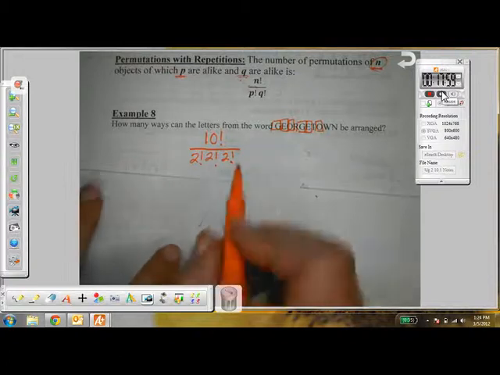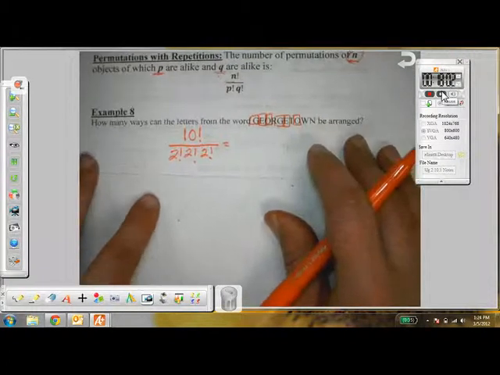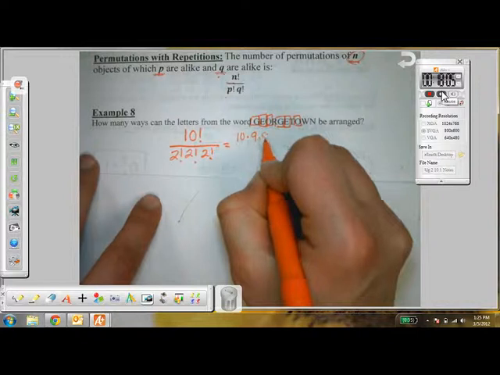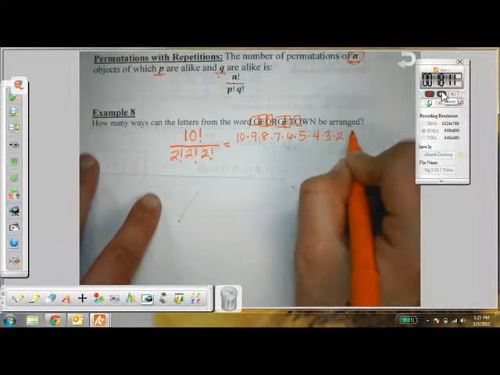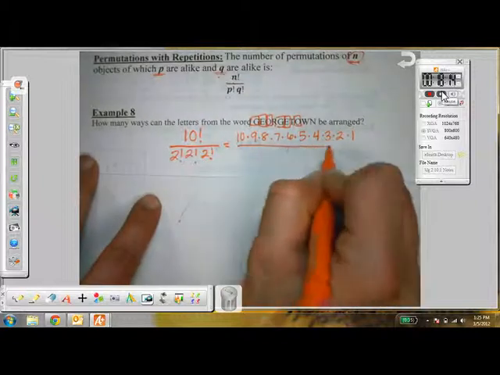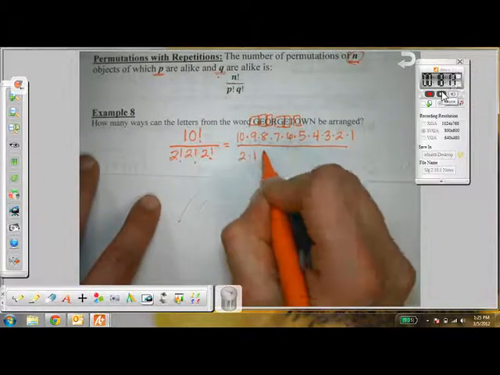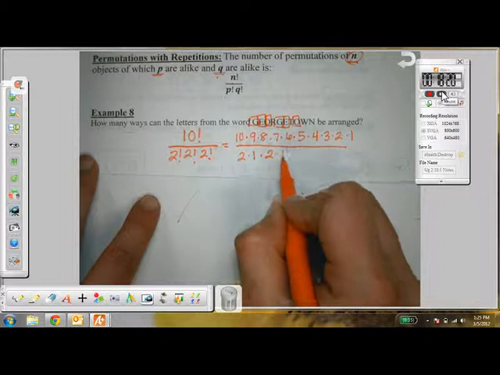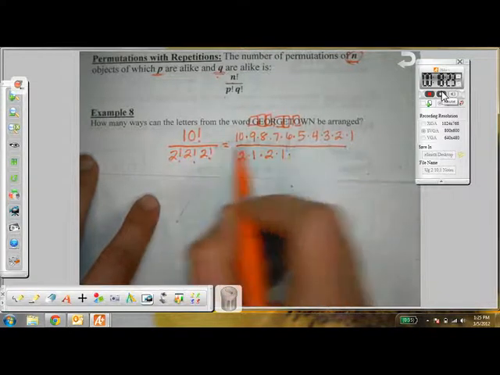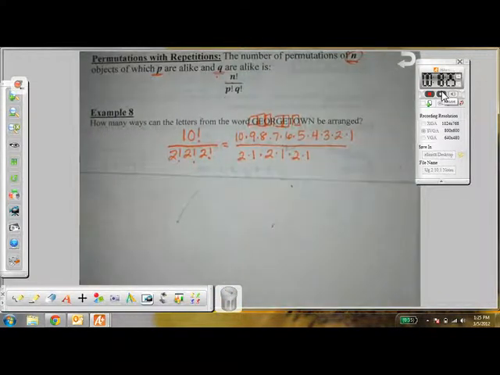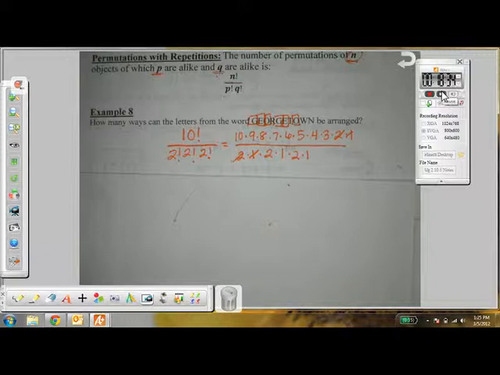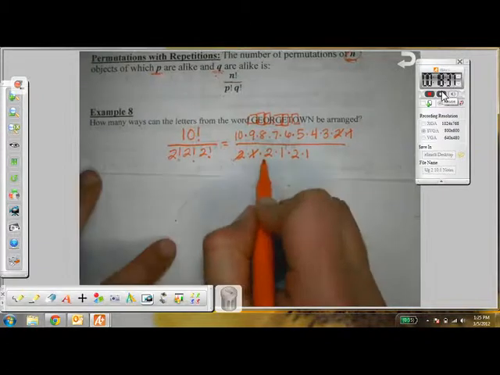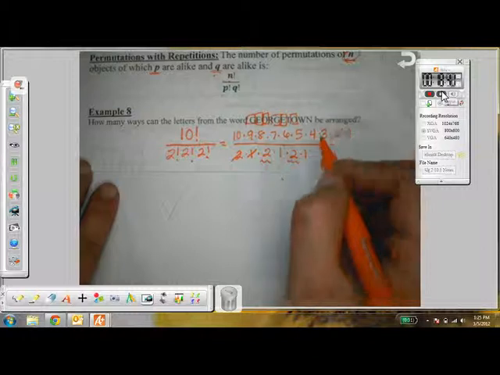Okay, so let's write all of this out. 10 factorial is 10 times 9 times 8 times 7 times 6 times 5 times 4 times 3 times 2 times 1, all over 2 factorial, which is 2 times 1, times 2 factorial again, so another 2 times 1. Do you see anything that cancels? 2 and 1. Anything else? Good. The two 2's, 2 times 2 gives me what? 4. So we can cancel the 4 with those two 2's.